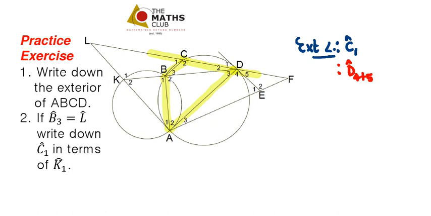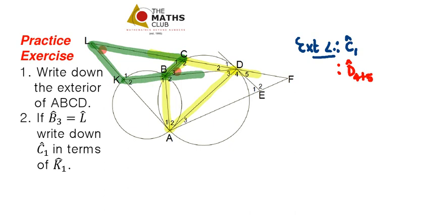Now let's look at that so that we know what we're talking about. This is L and this is B3. If B3 is equal to L, write down C1 in terms of K1. Now, what does this mean? If B3 is equal to L, I am noticing it will mean that this particular quadrilateral is a cyclic quad. So the quadrilateral LKBC will be a cyclic quad if B3 is equal to L.